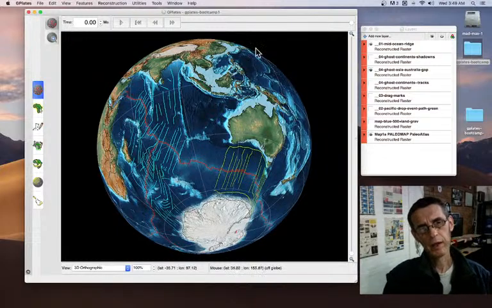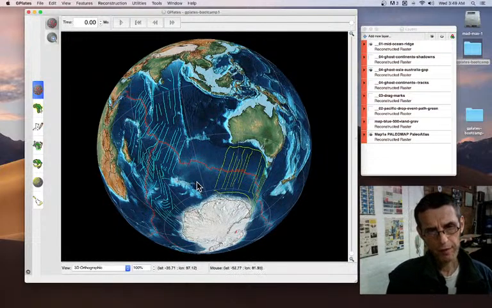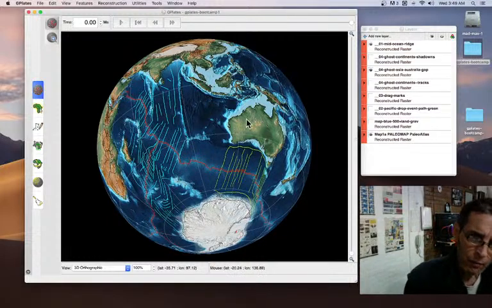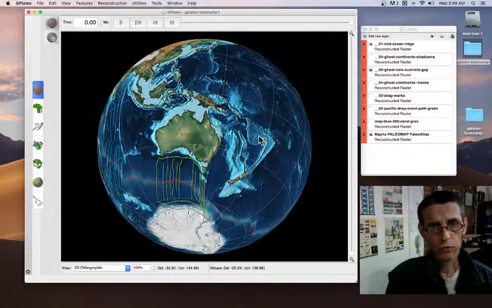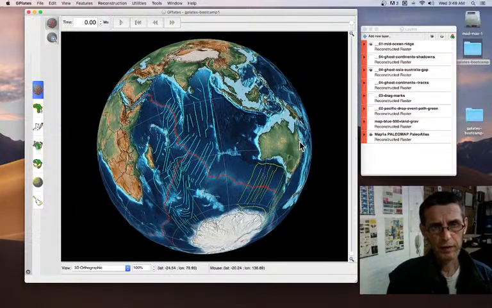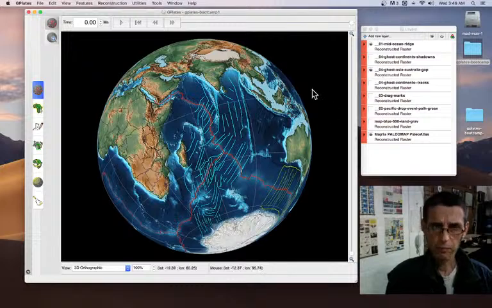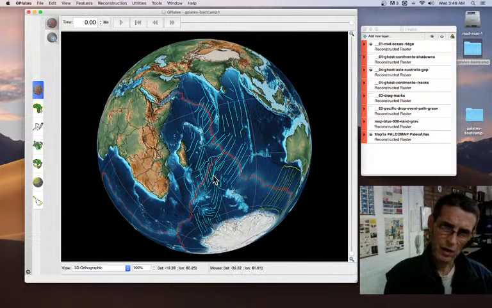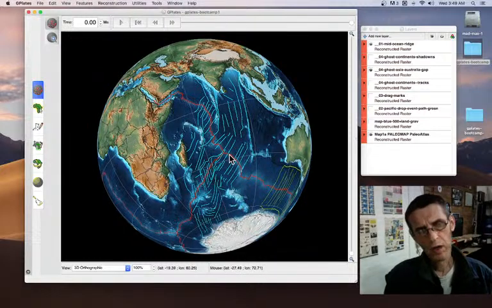So this gap is one of the problems that I see on the paleo map. And also the fact of how come Asia made the tracks over the mid-ocean ridge?